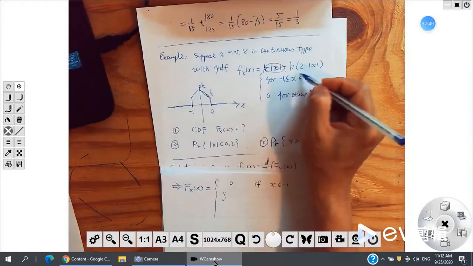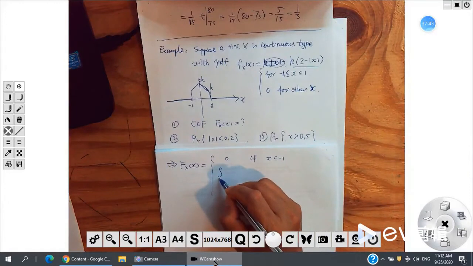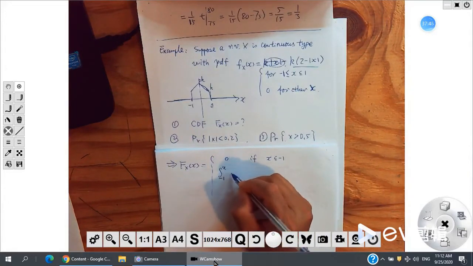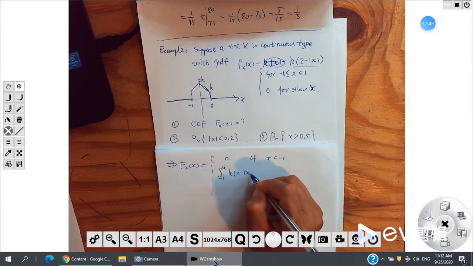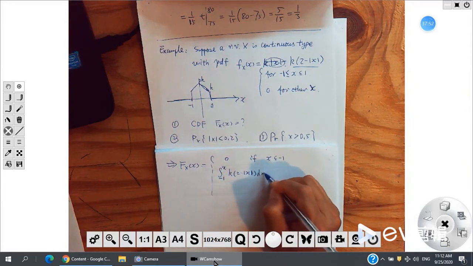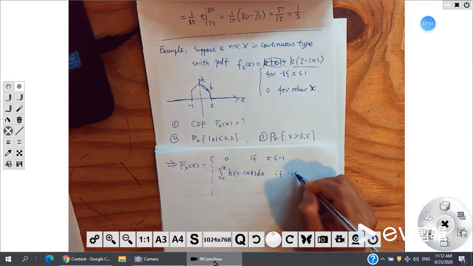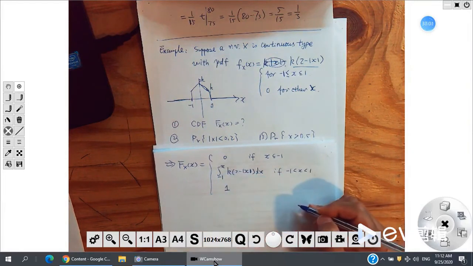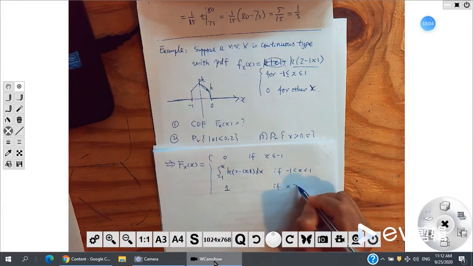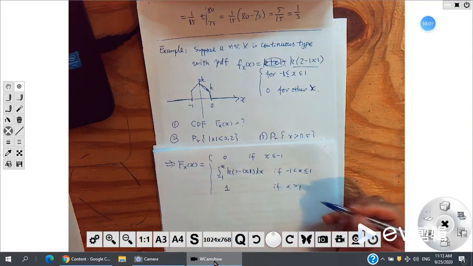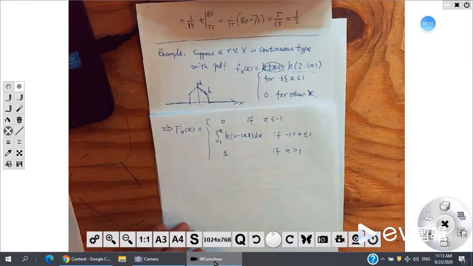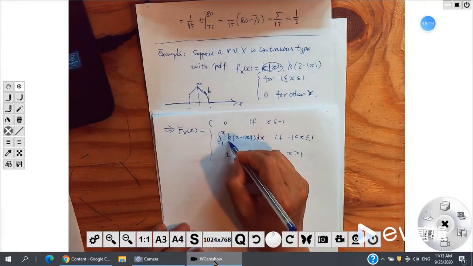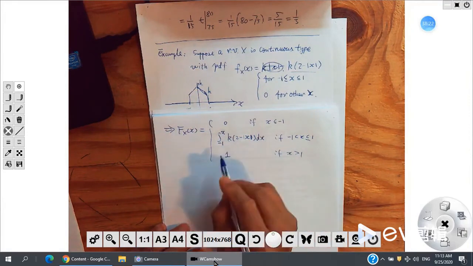Here I use this one: the integral from negative 1 to that x of k times 2 minus the absolute value of x dx, if x is a value between negative 1 and 1, and outside that it must be 1, if x is larger than 1. Equal, you can put it anywhere, it doesn't matter. Okay, so we have this. Then we need to do the calculation. Here actually we have a problem. What is this k? You don't know what this k is, but after you calculate it, you should know.